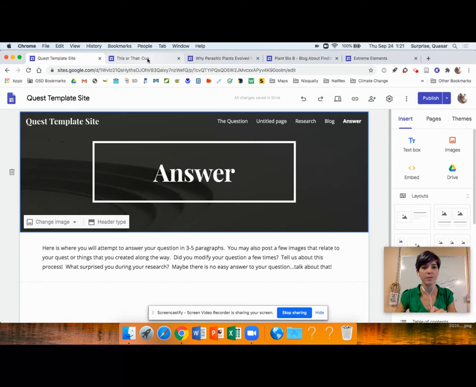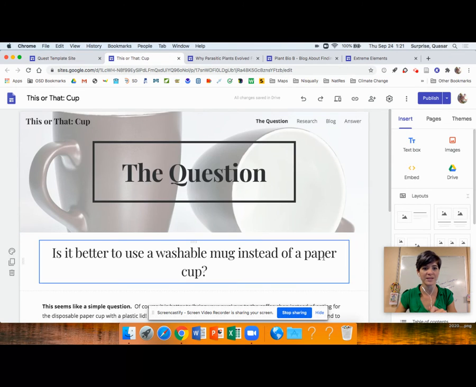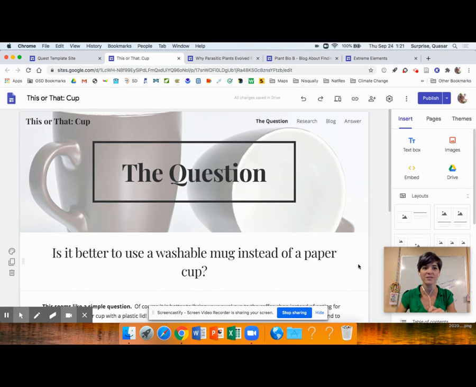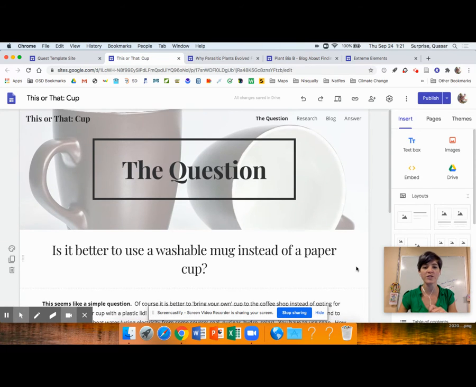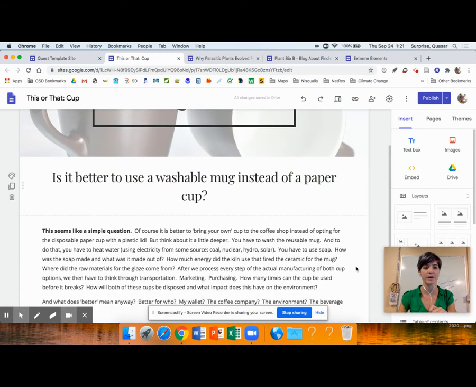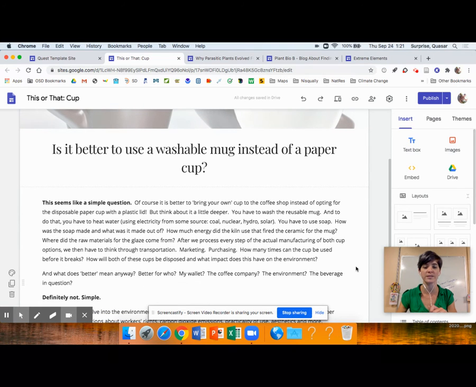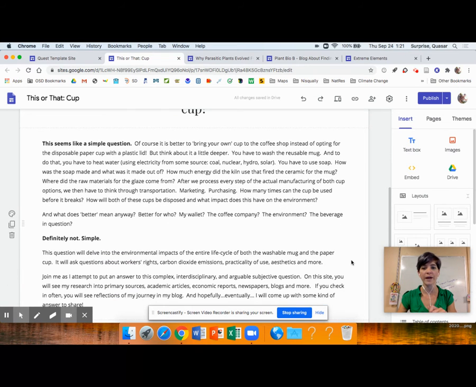So my example for natural resources is the this or that question. We're using a theme for our question of this or that. And our example here is: is it better to use a washable mug instead of a paper cup? So looking at everyday decisions between this thing or that thing, and then researching the impacts of those decisions and the whole life of that decision.